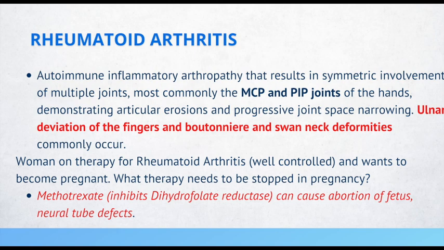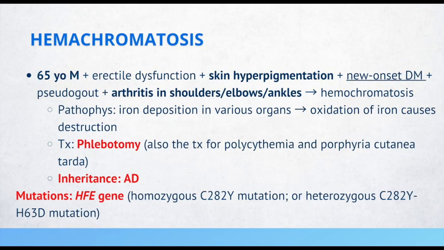Hemochromatosis. So let's say that you have a 65-year-old male that has erectile dysfunction and skin hyperpigmentation. You also note new onset diabetes, pseudogout, and arthritis in the shoulders, elbows, and ankles. Well, you want to consider hemochromatosis.